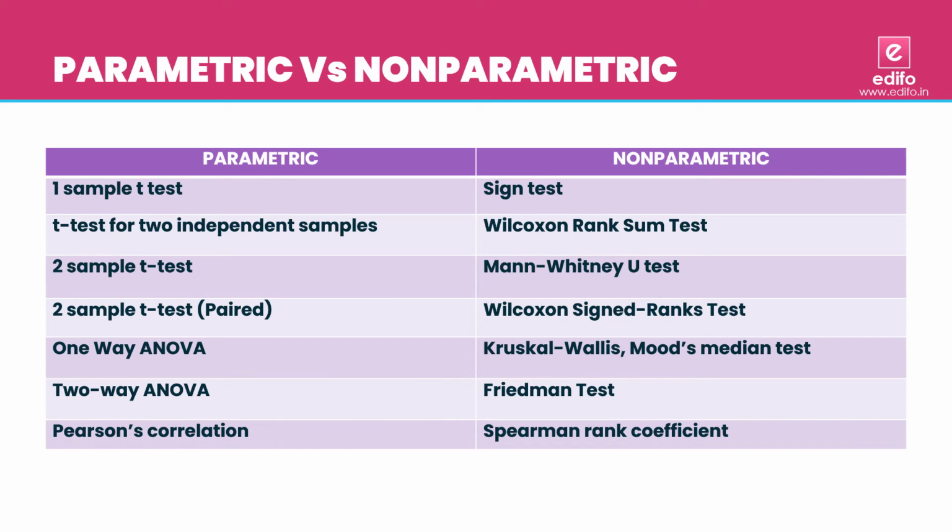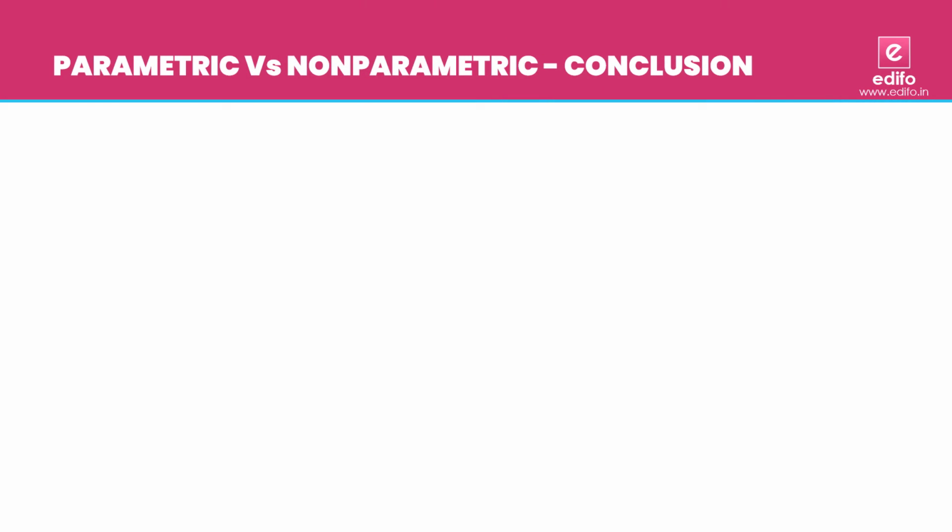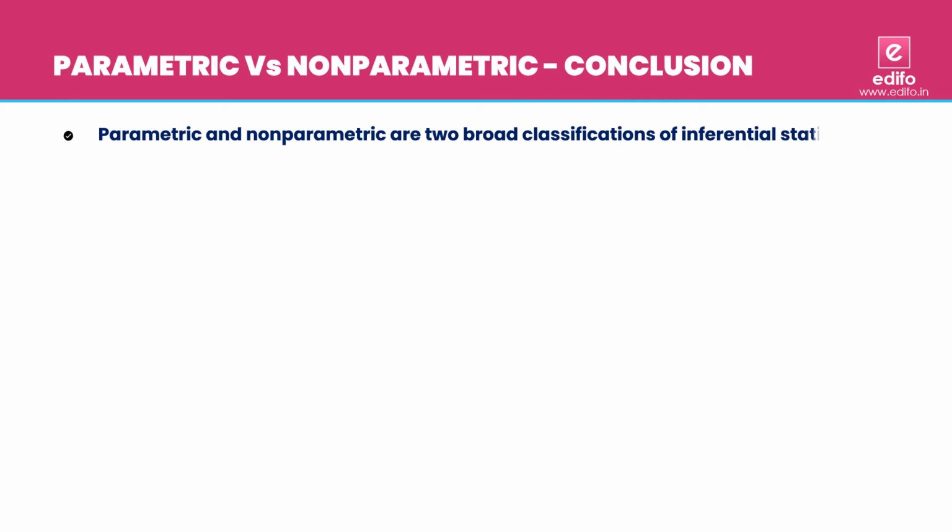The next is Pearson correlation. It is a parametric test. Its corresponding non-parametric test is the Spearman rank correlation coefficient. So these are the different parametric tests and their corresponding non-parametric tests. So in conclusion, we need to remember the following points. The first one is that parametric and non-parametric are two broad classifications of inferential statistics test procedures.